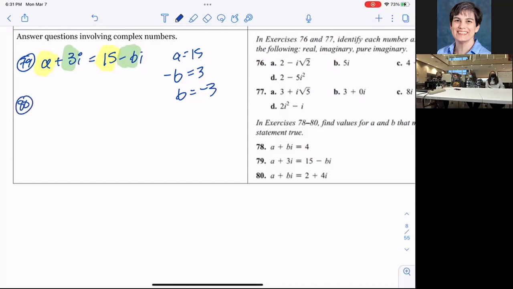And so with 80, a plus bi equals 2 plus 4i. We could do the same process again: b is going to match up to 4 and a is going to match up to 2. All right, so that's how you strategize to get 79 and 80. 78 is a little bit more complicated because there's a wider variety of numbers that would work, but that's the basic strategy. All right, questions on that one?